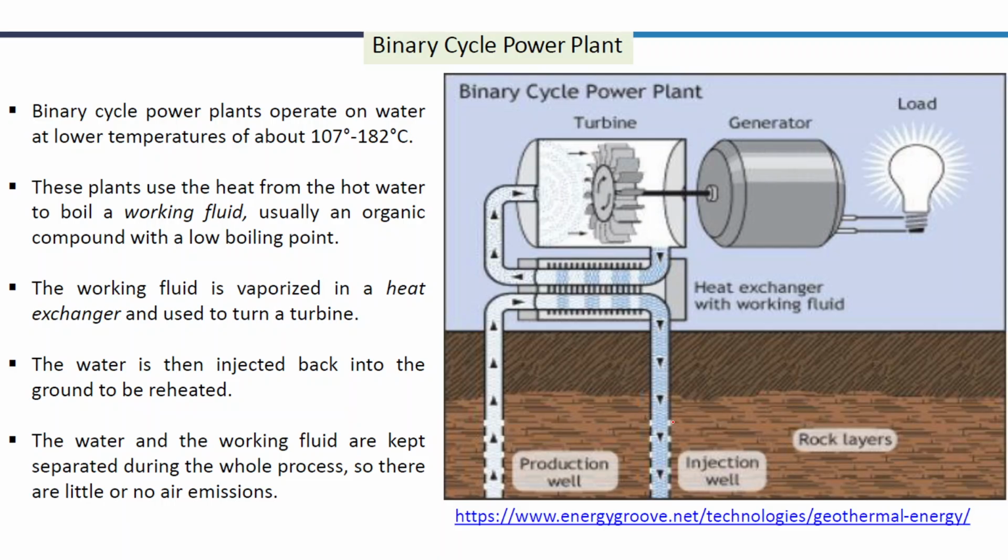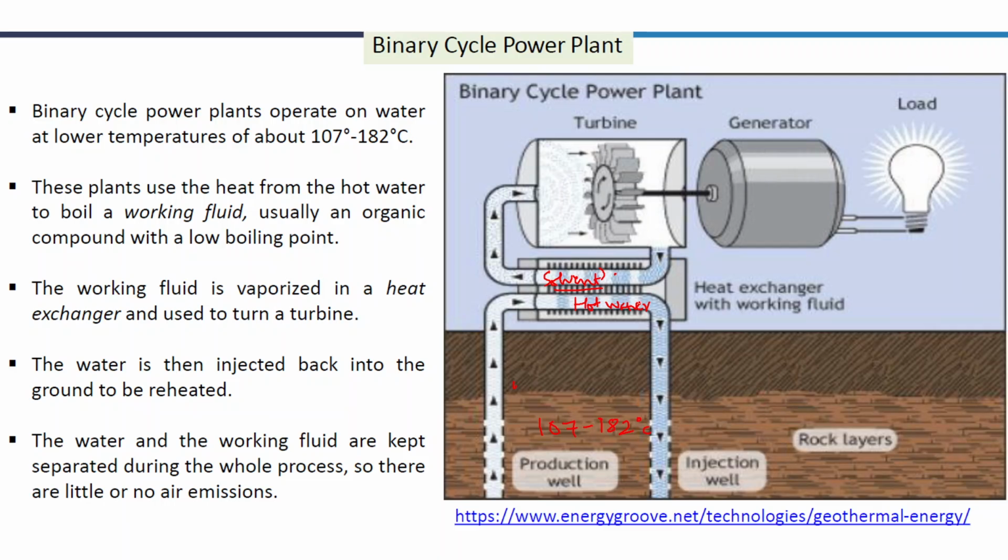Then coming on to the binary cycle power plant. Basically, if the temperature is lower, about 182 degrees C, then we will be getting hot water. Here we will be having some kind of low boiling solvent, which is basically called the working fluid. This working fluid, the solvent, works in a kind of heat exchanger arrangement.